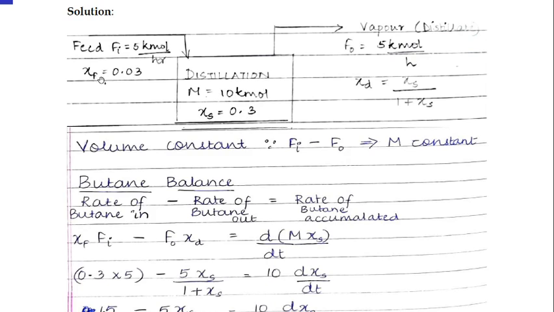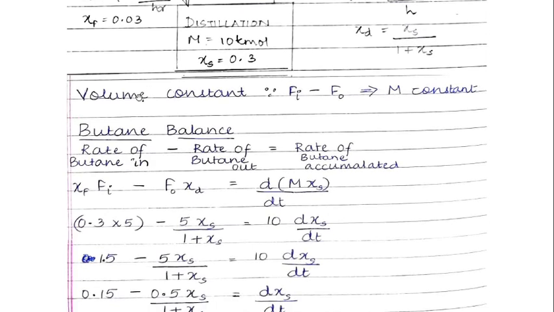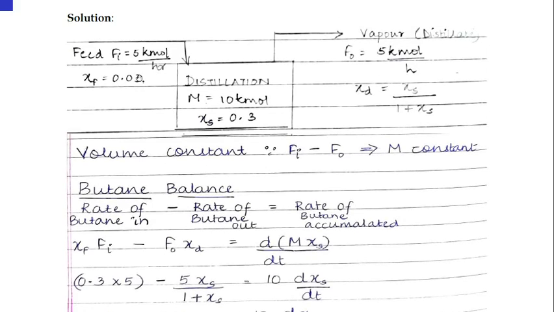Then coming to the inlet, oh yeah, this is an error here. So xf is equal to 0.3. It should be 0.3, I guess, not 0.03. So make a correction. Then the output concentration xd is xs by 1 plus xs. Alright, so this is a relation, exact values not given. It's a function of this xs.